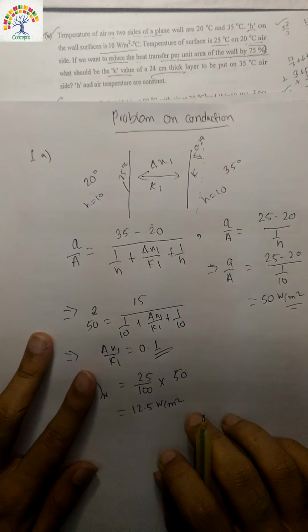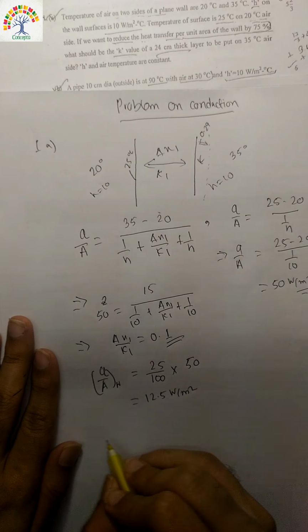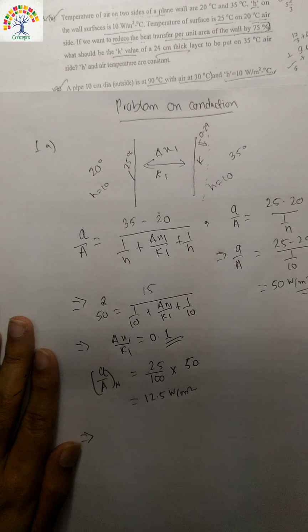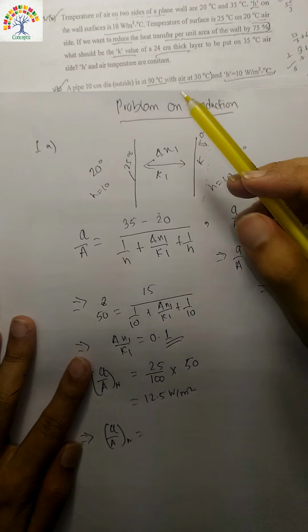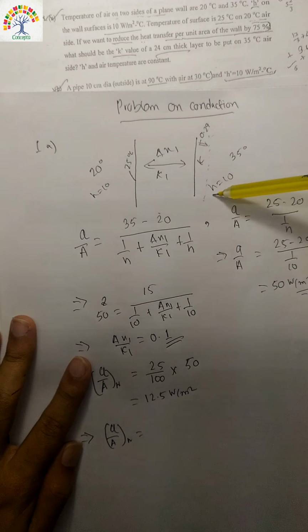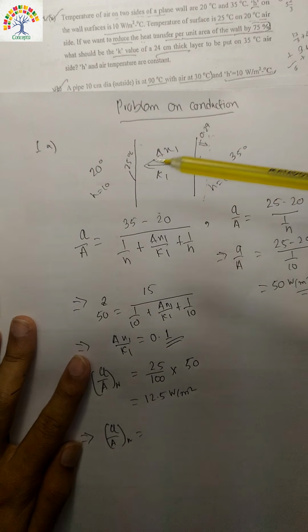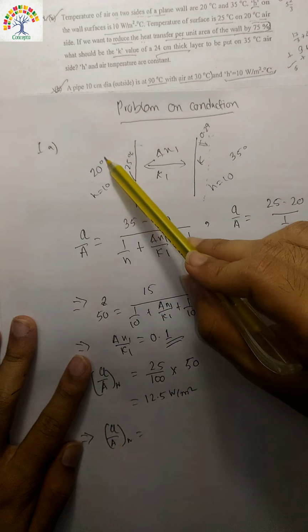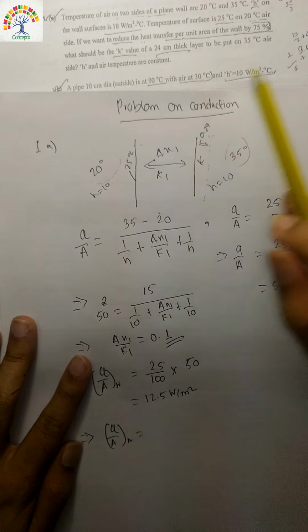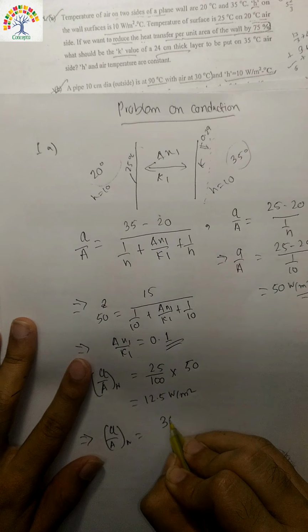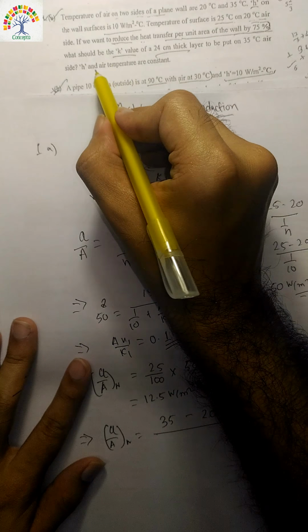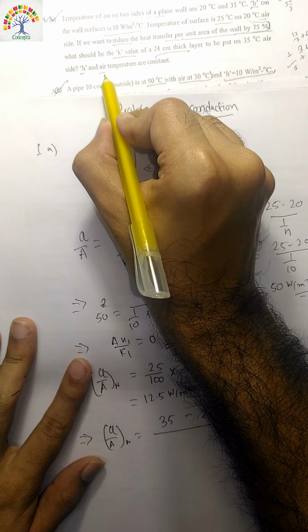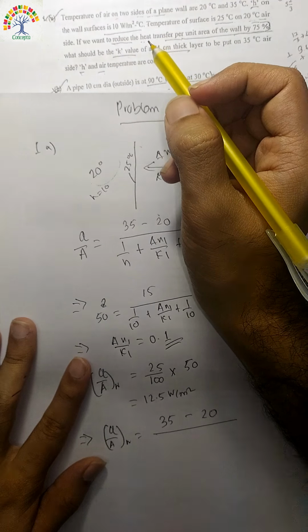So now we have a new q, and we have the whole temperature difference. If we put an insulator here, the surface temperature may decrease, but this 20 degree air and this 35 degree air will never change, so they stay the same. The h and air temperatures are constant, as written in the question. There is a possibility the surface temperature may decrease.